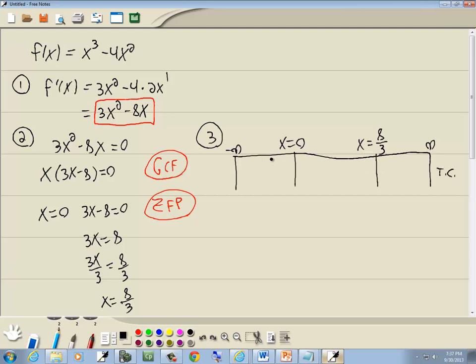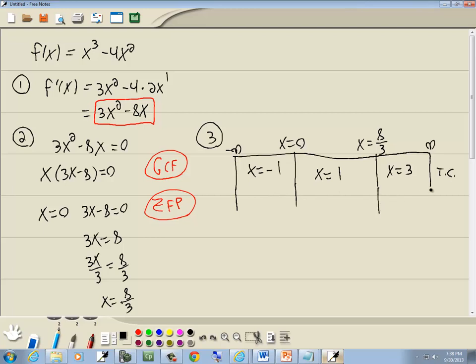Now we want to choose test cases. So we want to choose some value between negative infinity and 0, like x equals negative 1. We want to choose some value between 0 and 8/3. Well, 8/3 is like 2 point something, so x equals 1 would fall in that range. Now if this is 2 point something, then a value greater than that would be like 3 or 4 or whatever. So those are our test cases.